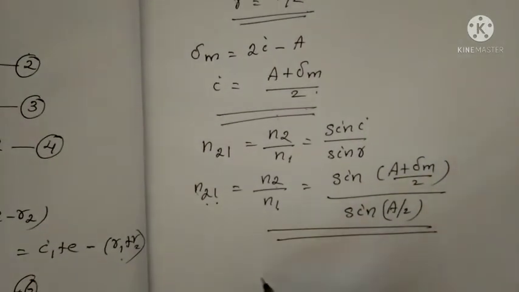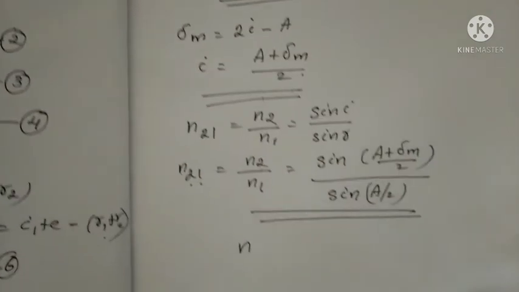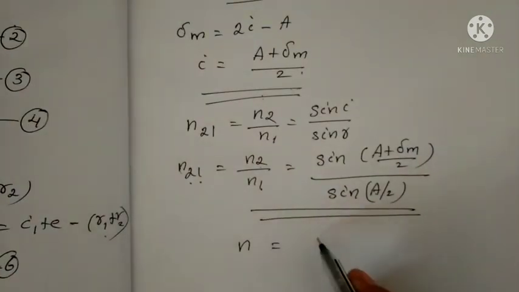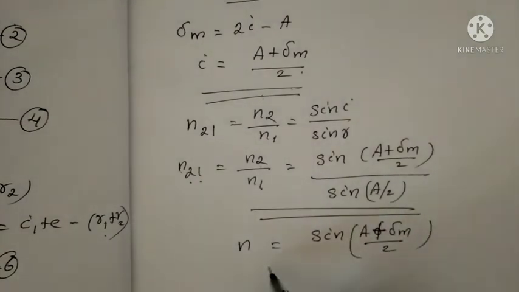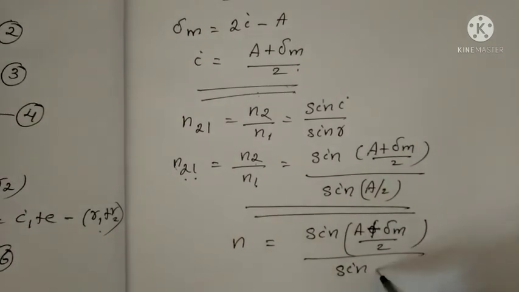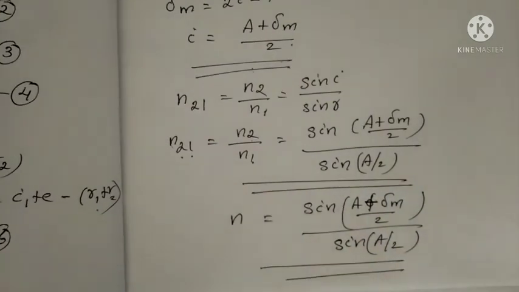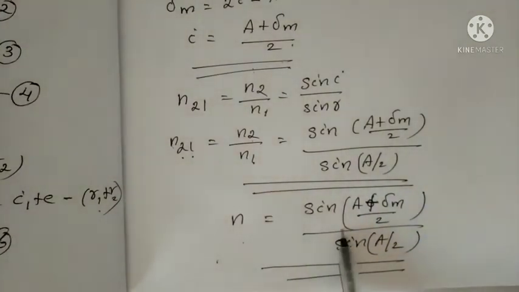So finally we can write refractive index of the material of the prism n equal to sine A plus delta m by 2 divided by sine A by 2. So this is the equation for the refractive index of the material of the prism. That is n equal to sine A plus delta m by 2 divided by sine A by 2.